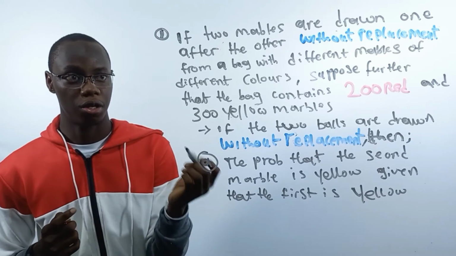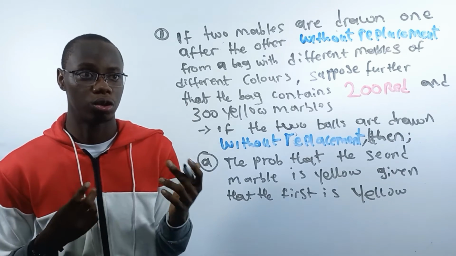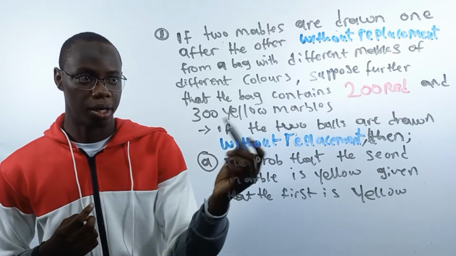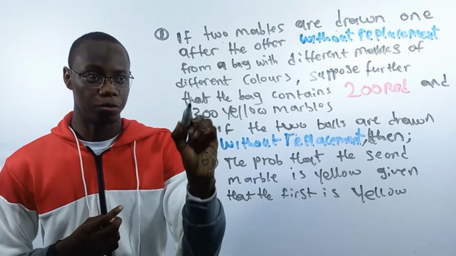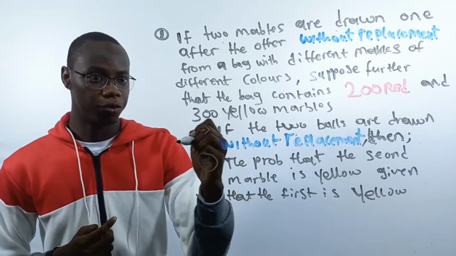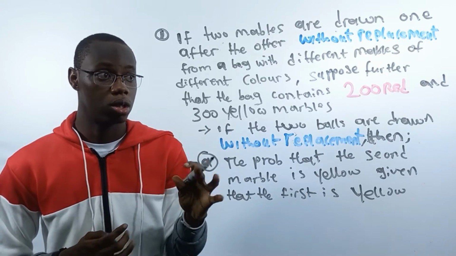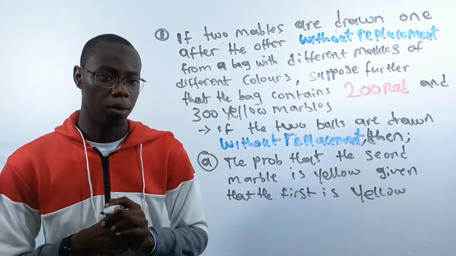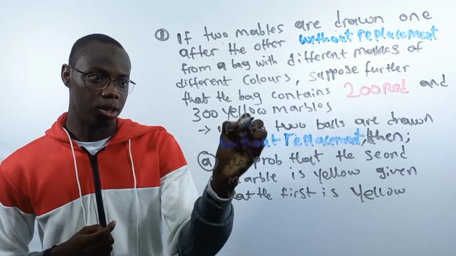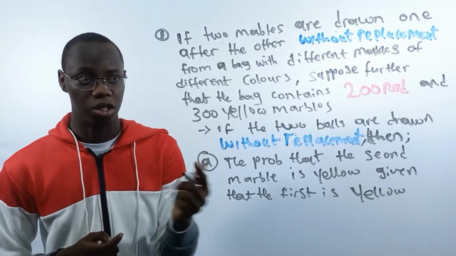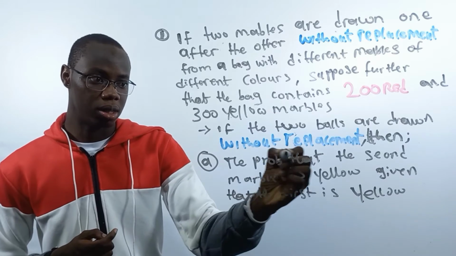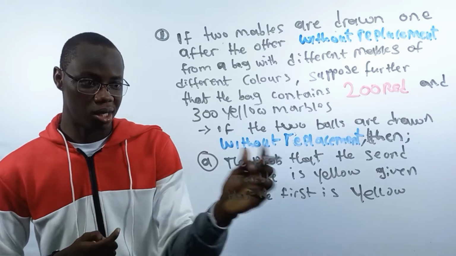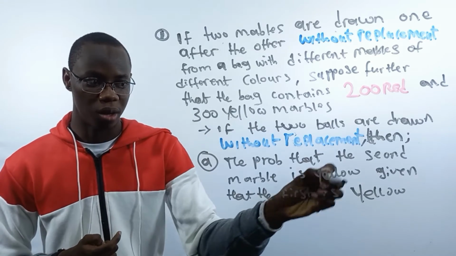Alright, so look at this question, very easy. It says if two marbles are drawn one after the other without replacement from a bag with different marbles of different colors. Suppose further that the bag contains 200 red marbles and 300 yellow marbles. If the two balls are drawn without replacement, then the probability that the second marble is yellow, given that the first marble is yellow.